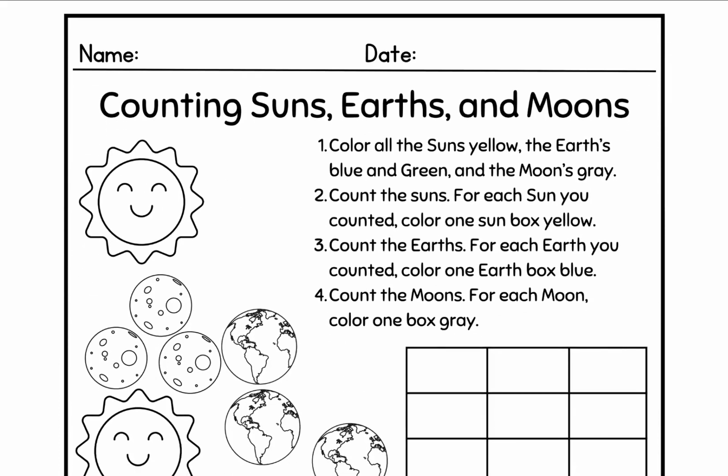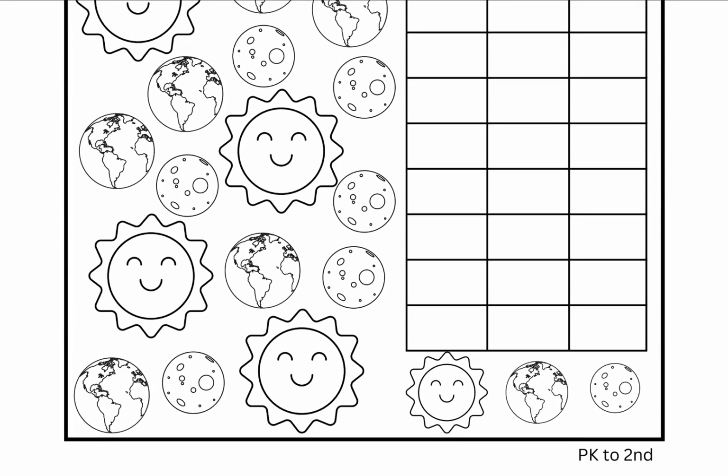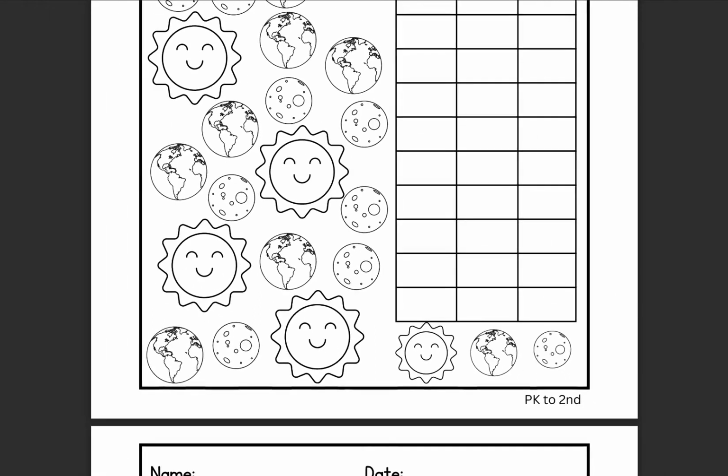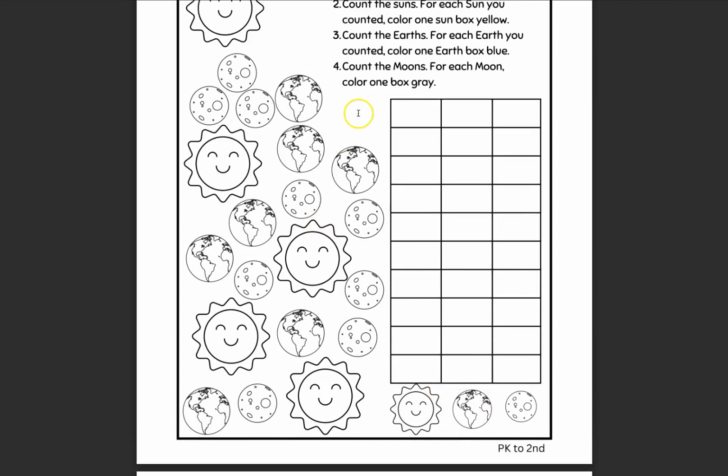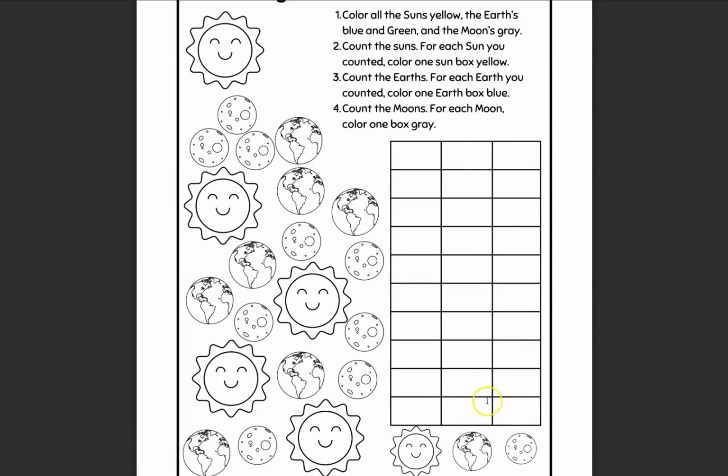So on this first one, students will count the different suns, earths, and moons and create a bar graph for those three pictures. In the directions, they will color the suns yellow. They've got one box that they can color blue for the earth and then gray for the moon. You can also color the actual pictures themselves before graphing them just to make it a little easier to see.